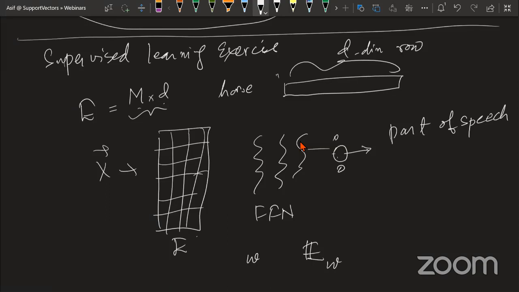So a word goes to its embedding vector, right? The word obviously belongs to a very high dimensional space, but the embedding belongs to a small dimensional space, the embedding space, right? So that's the concept of an embedding.